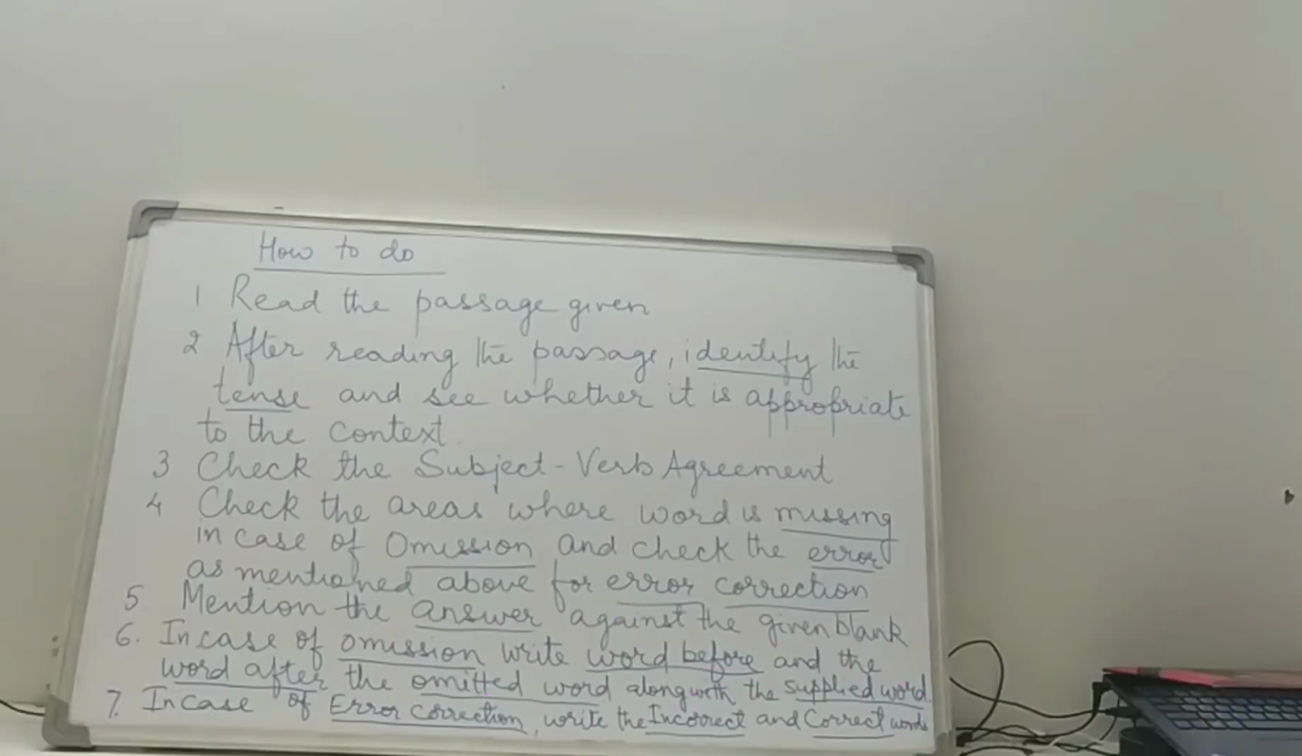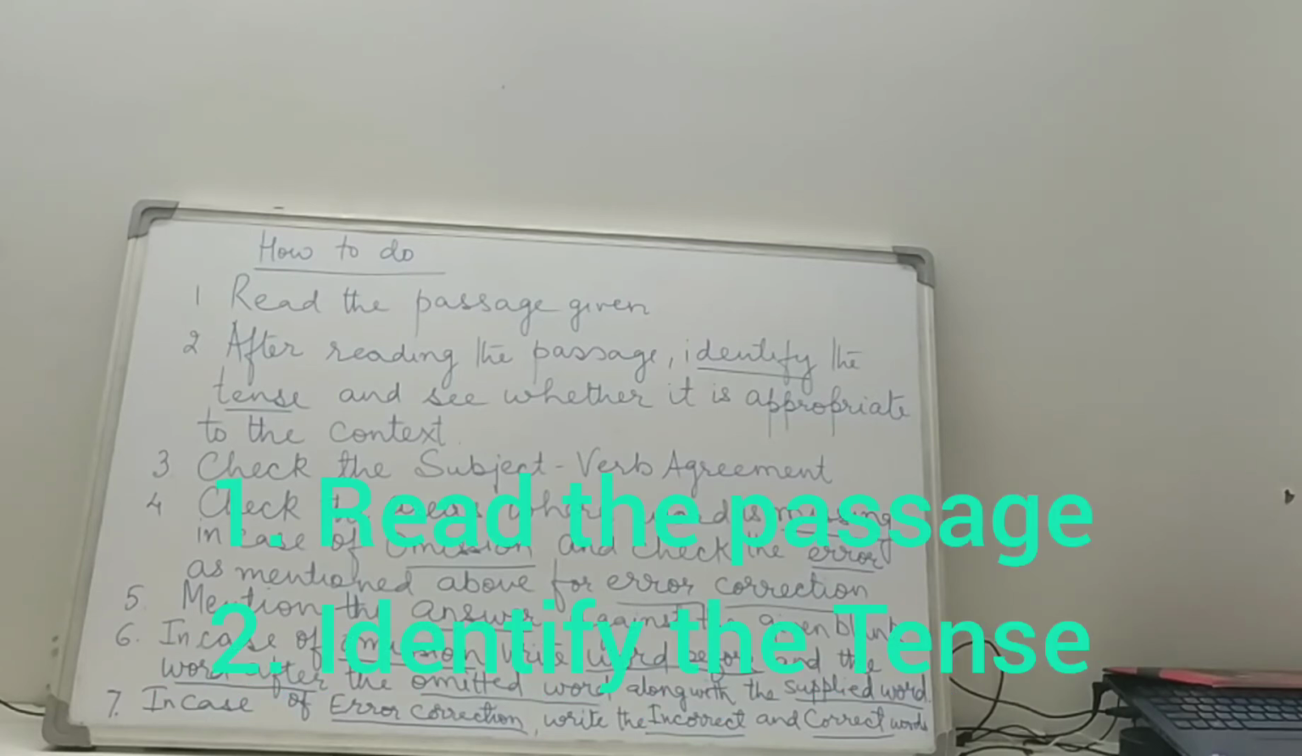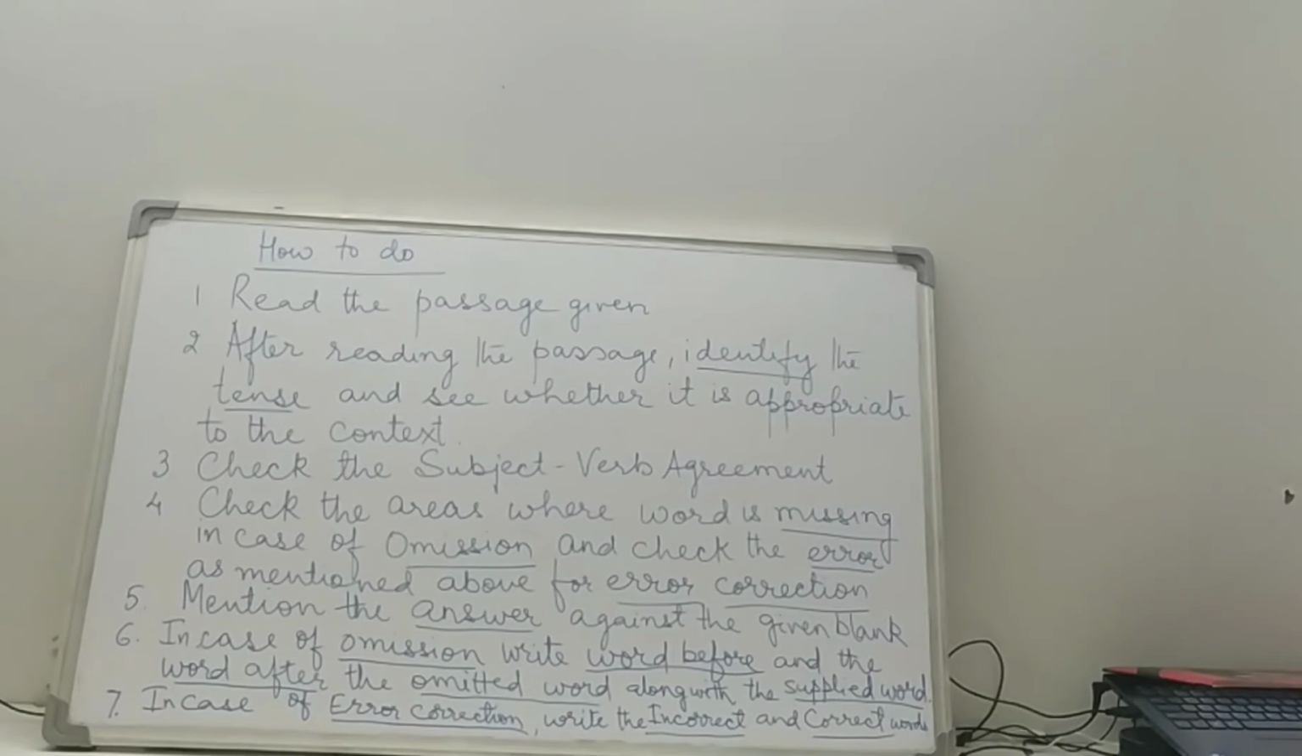The point is how to attempt such type of questions. So for this, first of all, read the given passage properly. After reading the passage, identify the tense and see whether it is appropriate to the context given. Then the third point is check the subject-verb agreement. After that, check the areas where a word is missing in case of omission and check the areas where there is an error, as mentioned above for error correction. I have already discussed this.